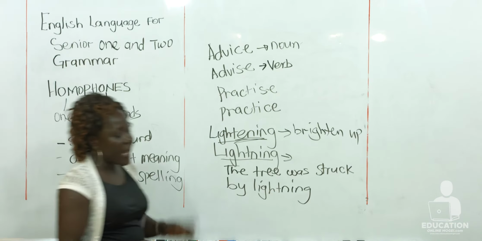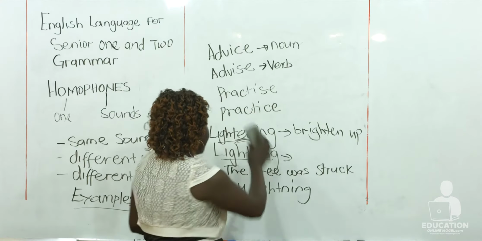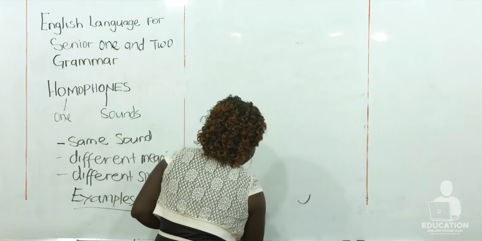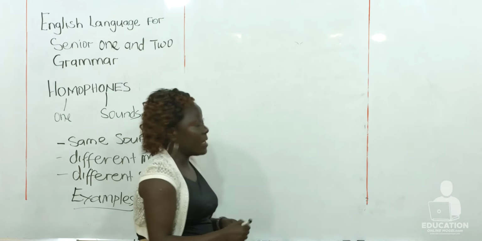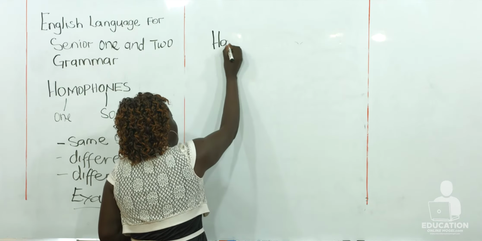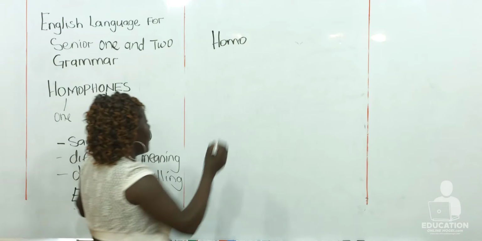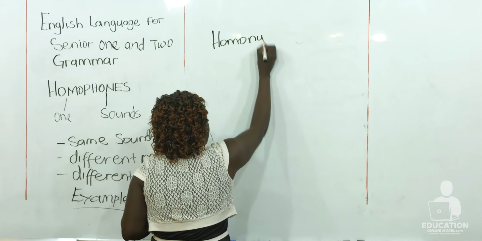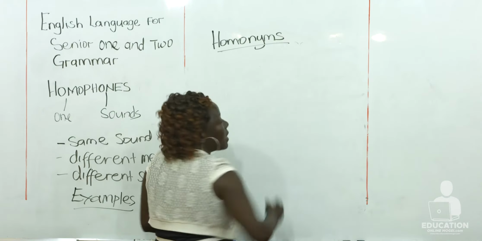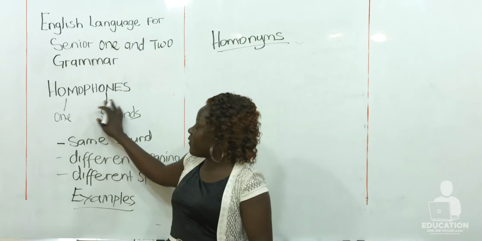We are going to look at what we call homonyms, which fall under homophones. Spell it with me. Homonyms is spelled as H. You write the word homo, which means one. Then you write the word nyms. Homonyms. Now, what is the difference between homonyms and ordinary homophones?